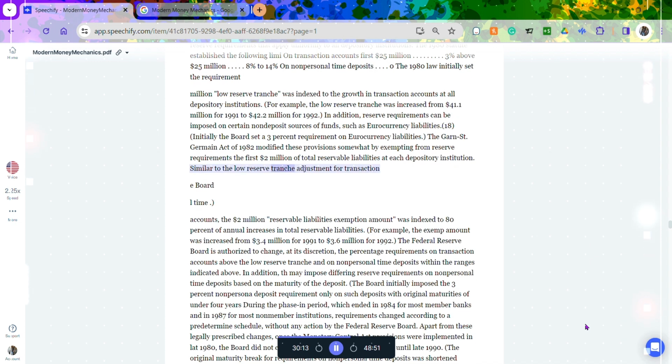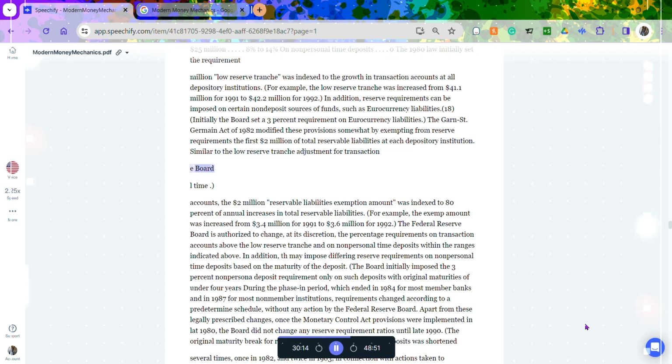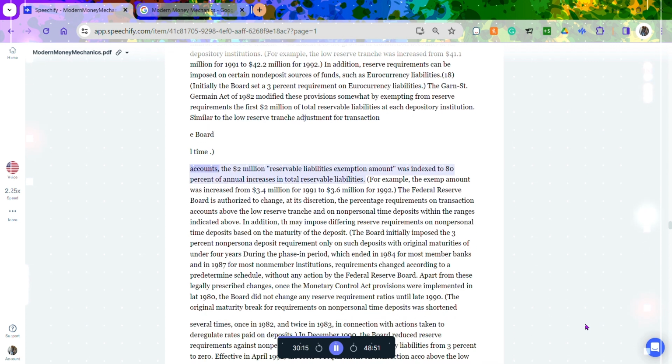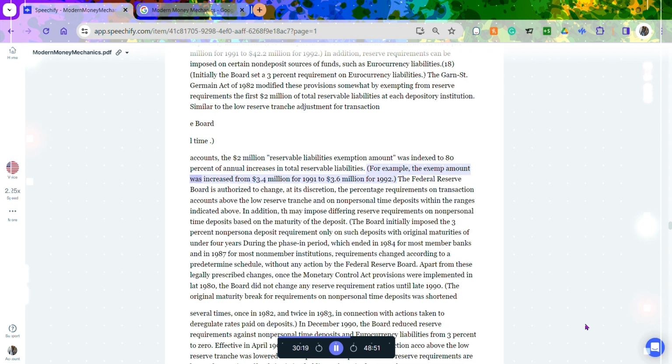Similar to the low reserve tranche adjustment for transaction accounts, the $2 million reservable liabilities exemption amount was indexed to 80% of annual increases in total reservable liabilities. For example, the exempt amount was increased from $3.4 million for 1991 to $3.6 million for 1992.